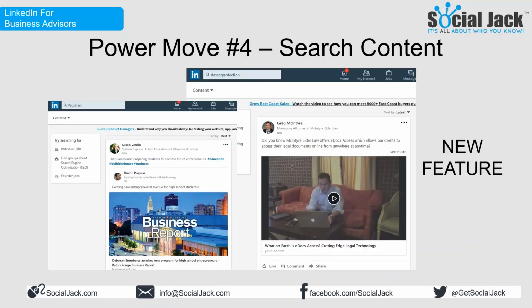All right, I'm taking you through some new power moves. This other new feature that I love on the content side: not only can you find things related to the hashtags, but you can find people.